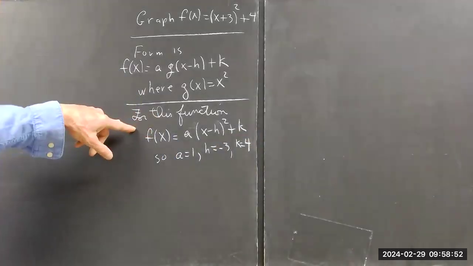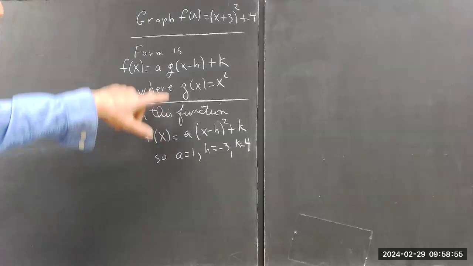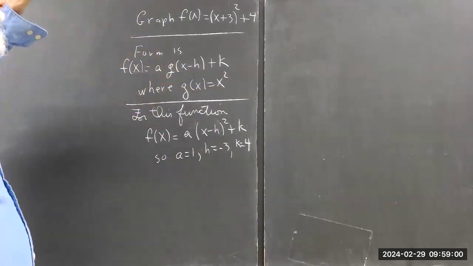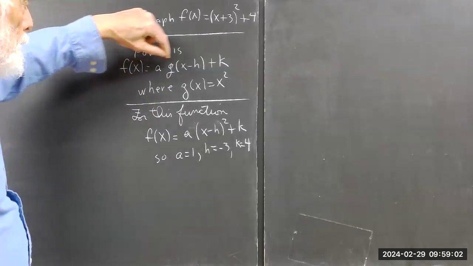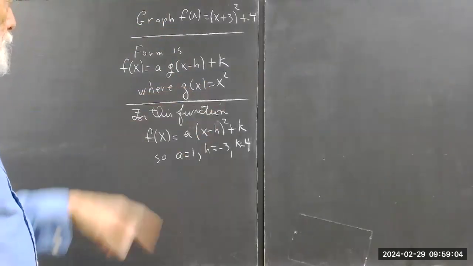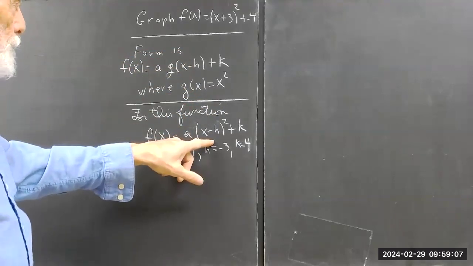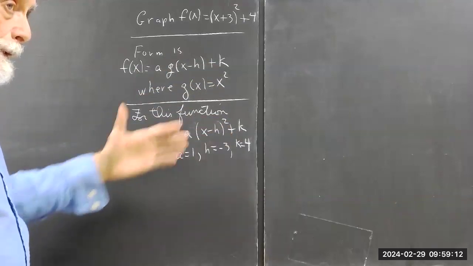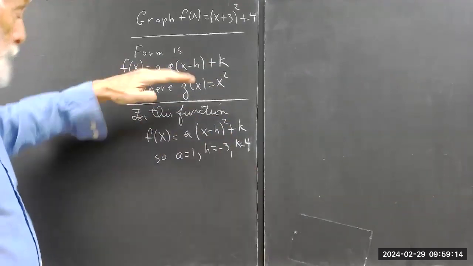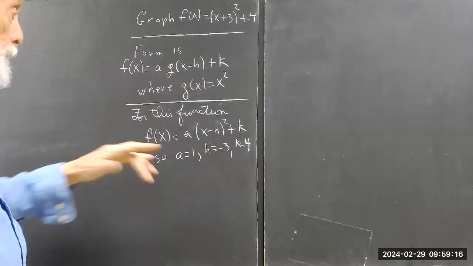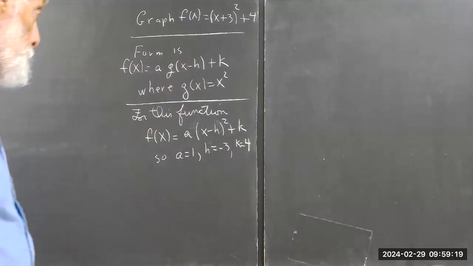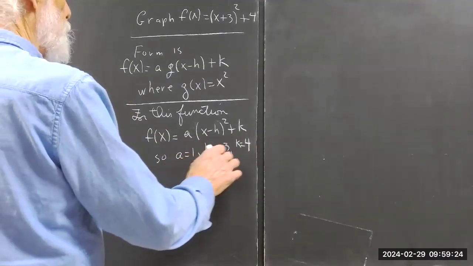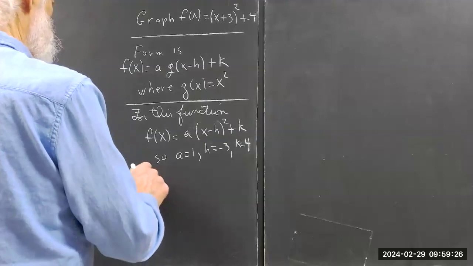Okay, for this function, f of x, well, f of x is in this form. If we write this out for the x squared function, g of x minus h is x minus h squared. The a is out in front of that and the k is added on to it. And that's straightforward function notation. So we have to practice function notation if we're not clear on this. Okay. So this function, we have this, so a is 1, h is -3, k is 4.